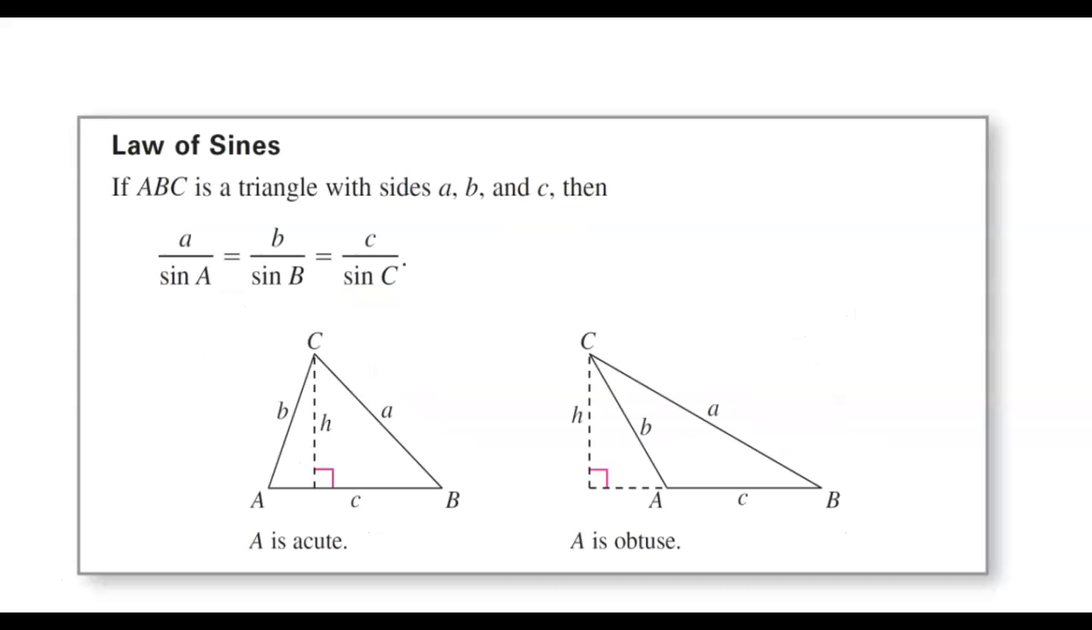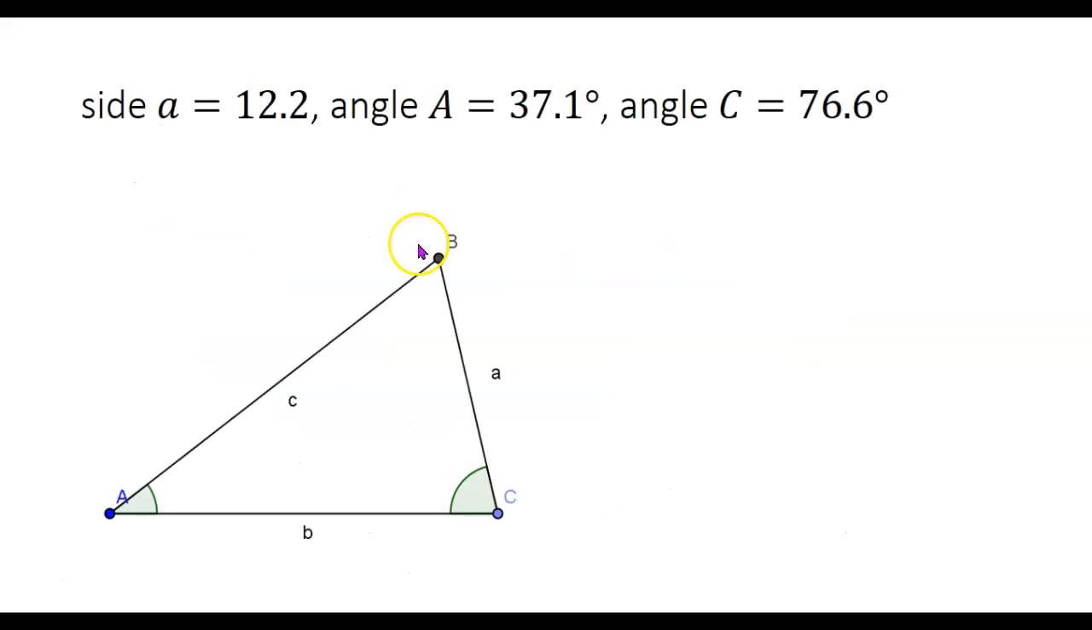And it's easy to remember because of the nice pattern everything falls into. So let's say we have a triangle and we know that side A has a length of 12.2 centimeters or miles or whatever unit you're working with. Angle A has a measure of 37.1 degrees, and angle C is 76.6 degrees. So we know one side and two angles. And we want to figure out, okay, what else is going on with this triangle? What's the other two sides and the other angle?